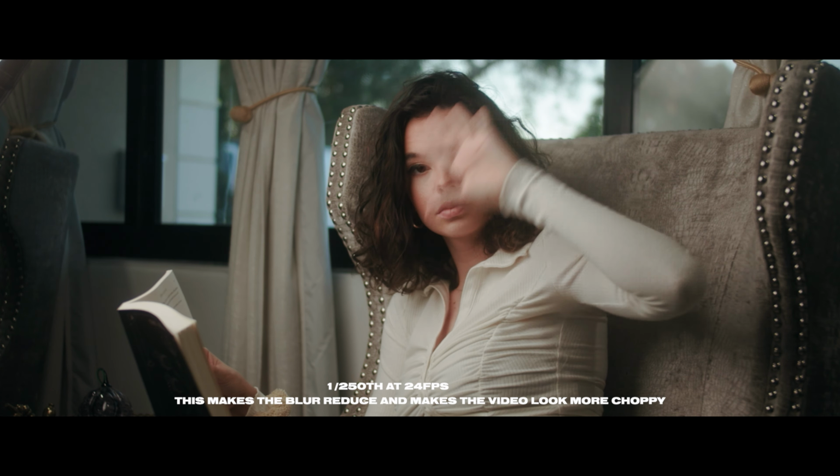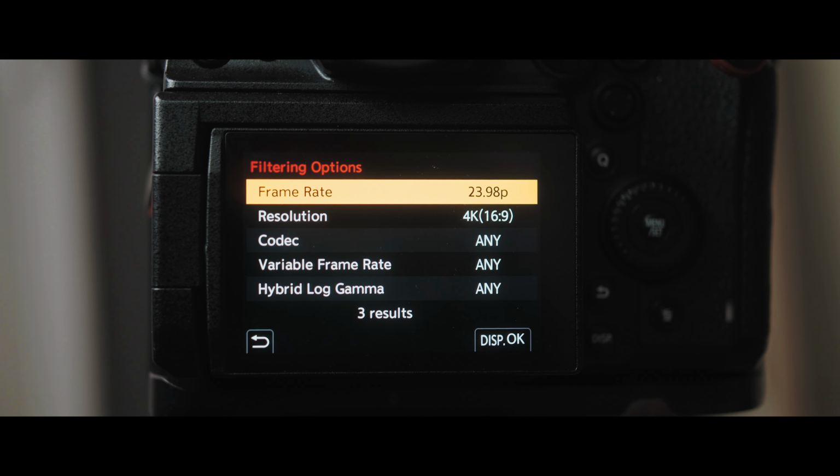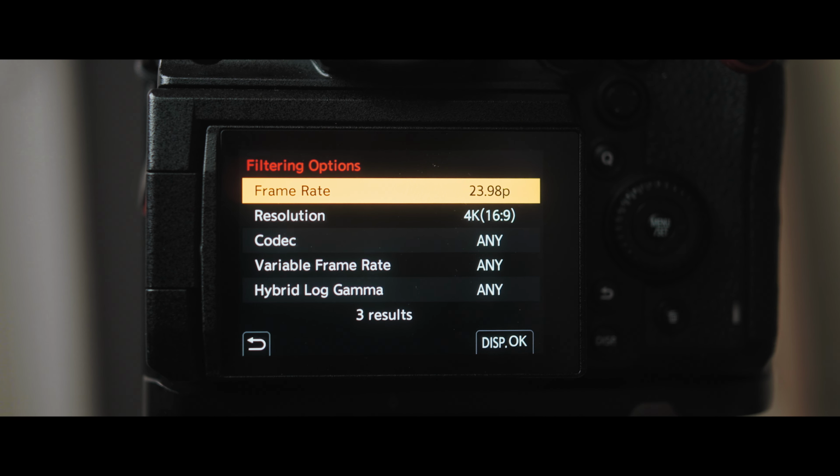So what is frame rate? Remember when you were in school and you had those flip books that you would flip through the pages and it would make it look like it's moving? That's basically what video is.